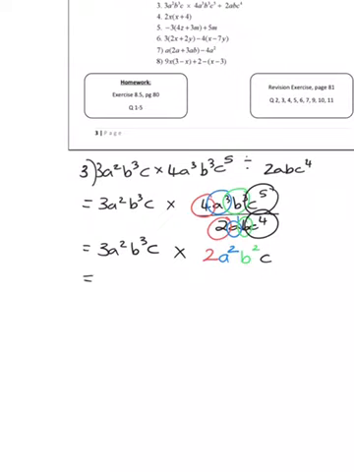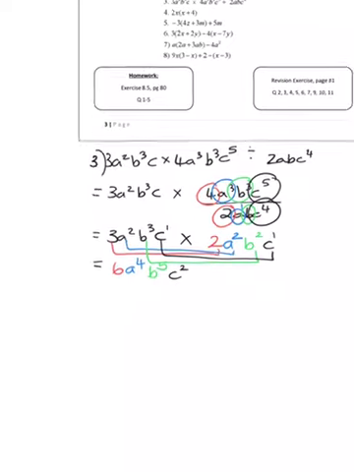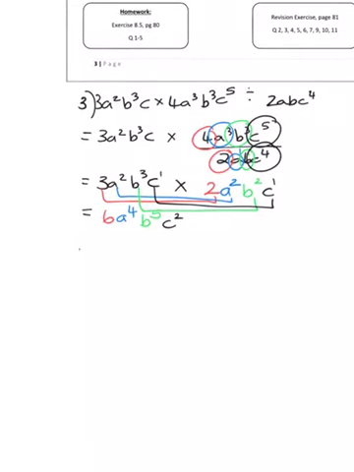Now we can look at combining these ones. So 3 times 2 is 6. a squared times a squared is a to the power of 4. We add their exponents. b cubed times b squared is b to the 5. And then c to the 1 times c to the 1 is c squared. Right, so please make sure you follow your BODMAS and your exponent rules.